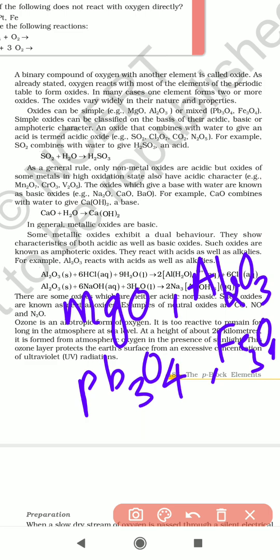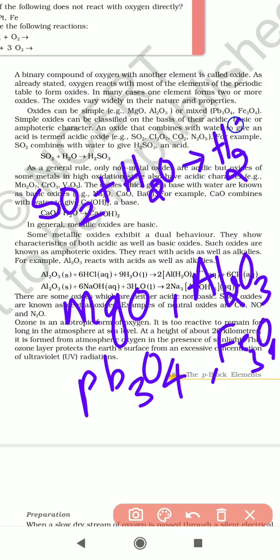So what is meant by acidic oxide? An oxide that combines with water to give an acid is termed an acidic oxide. Acid is produced, and that is called an acidic oxide. The best example: sulfur dioxide reacts with water to form sulfurous acid, H2SO3. So this is acidic in nature.